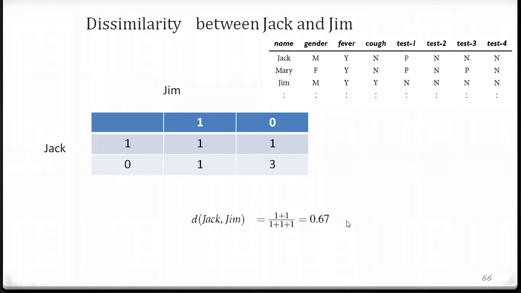I mean, they are dissimilar by 67%. That's our inference. So when you say it's 0.67, they are a little bit similar. That's what we're trying to say. If it is less than 0.5, you can say they are similar.